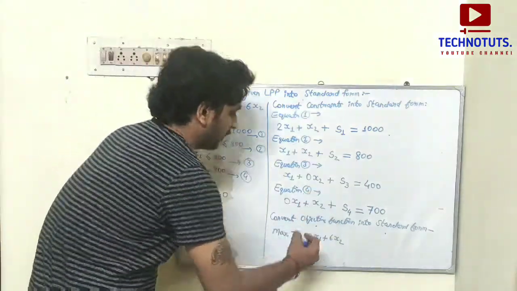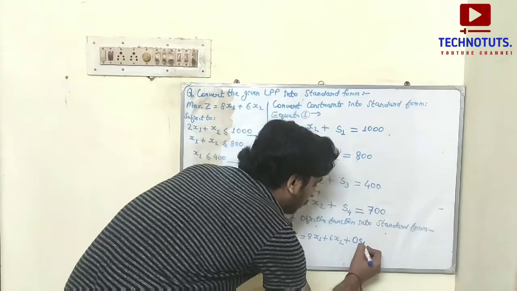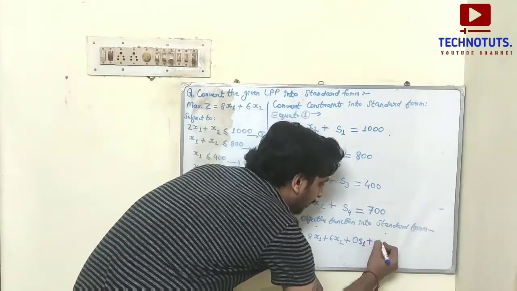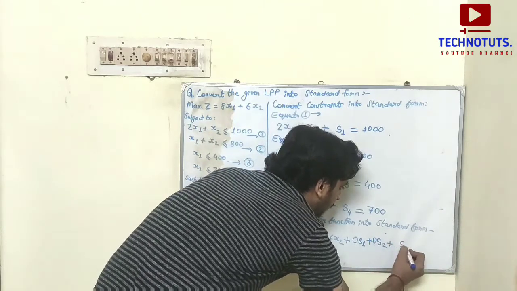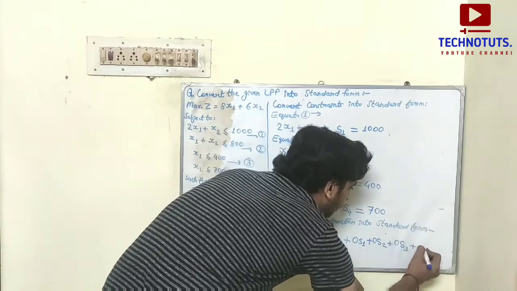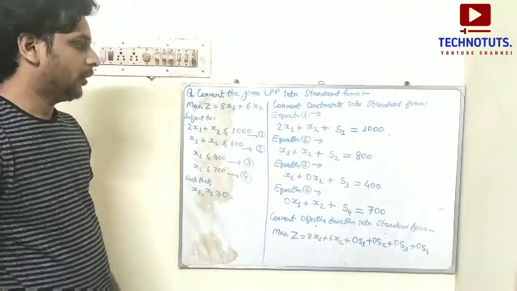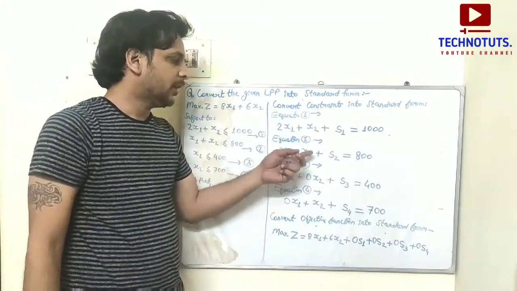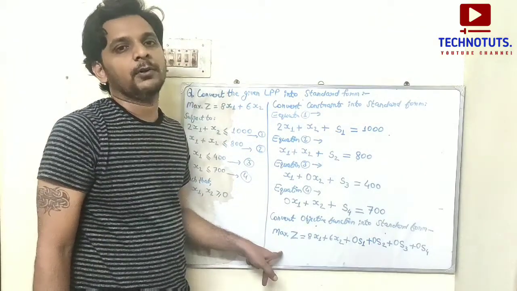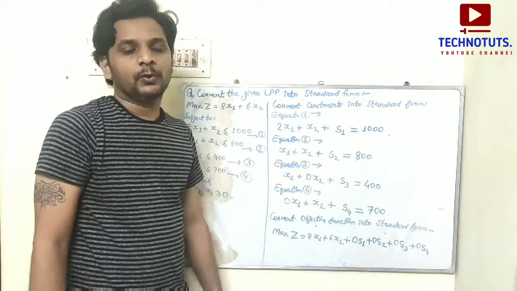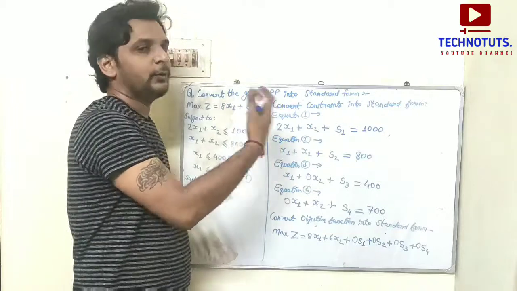Okay, so the first slack variable s1, its coefficient is 0. In a similar way s2 with its coefficient as 0, then s3 with its coefficient as 0, and s4 with its coefficient as 0. Okay, now you will see that the constraint equation has been converted into its standard form, as well as the objective function is also converted into its standard form. Okay students, in this way you can convert the linear programming problem into its standard form.